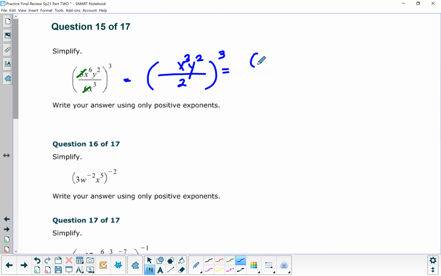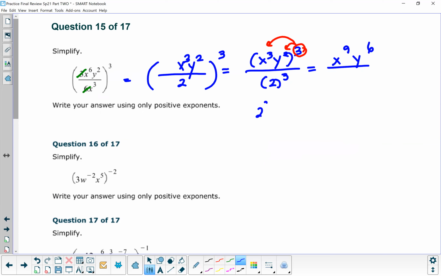So now we know the numerator is being cubed and the denominator is being cubed. So this is our power to a power rule, which means we have to multiply the exponents. So we have x to the 9th power, y to the 6th power. Now don't forget 2 cubed means 2 times 2 times 2, which is 8. So we have x to the 9th, y to the 6th divided by 8.